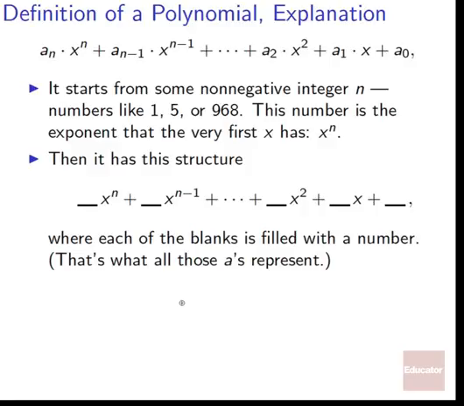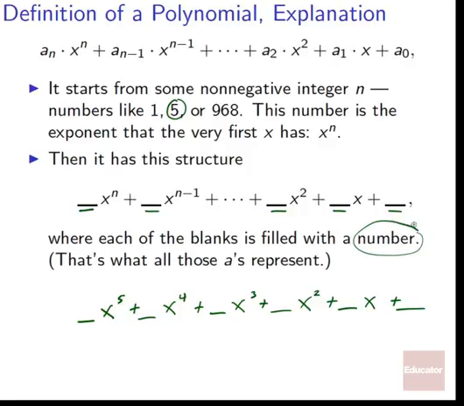Then we've got this structure. Blank x to the n plus blank x to the n minus 1 plus blank x to the n minus 2, so on, until finally we get blank x squared plus blank x plus blank, right? If we took x to the fifth, then we'd have blank x to the fifth plus blank x to the fourth plus blank x cubed plus blank x squared plus blank x plus blank. Right, we just fill in those blanks with numbers. That's what all of these a's represent. These are our blanks down below. They're the things that we're filling in. The a's represent those blanks. They're just a number that's going to get stuffed into that place.